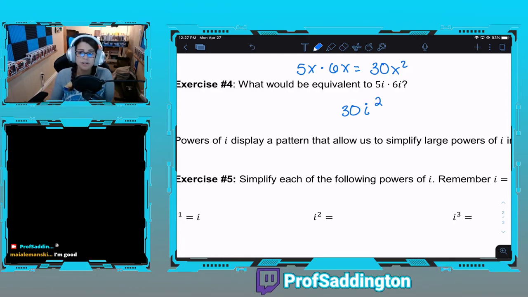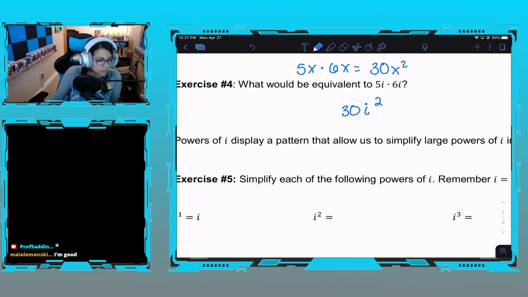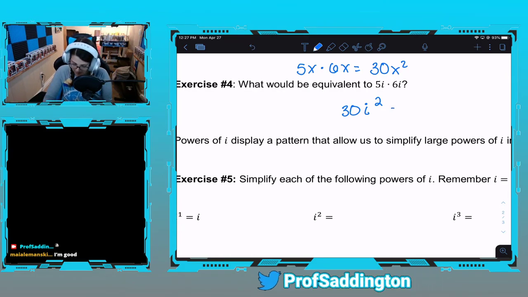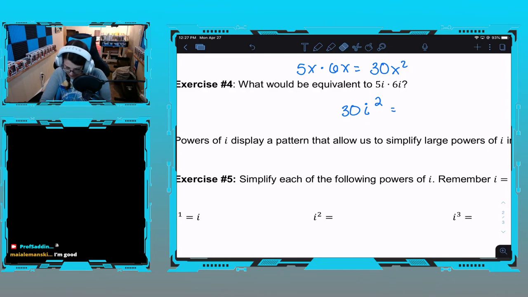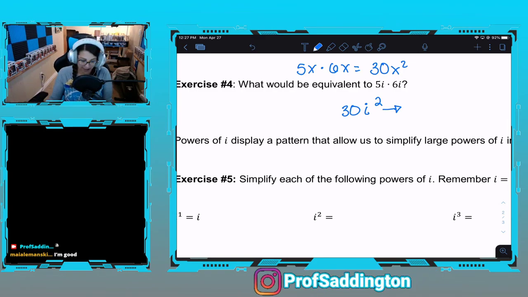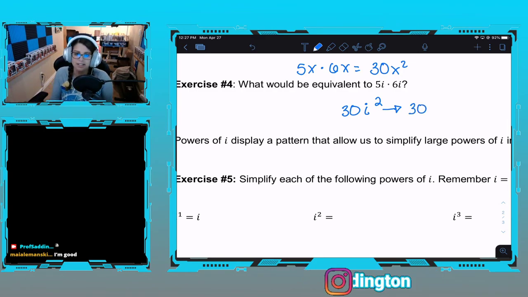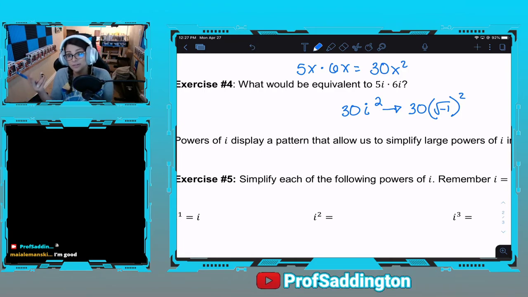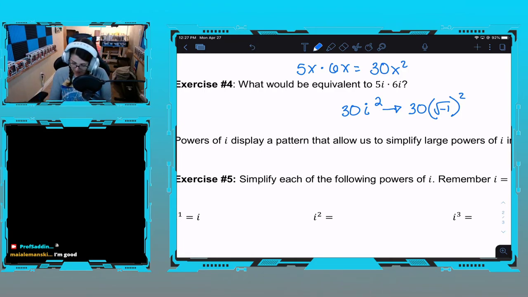Okay, but what is i squared equivalent to? Well, if we kind of go backwards there, we said the square root of negative 1 equals i, right? So what this literally translates to is 30 times the square root of negative 1 squared. Because remember, radical negative 1 equals i. So I just have 2 of them, so I'm squaring it, right?